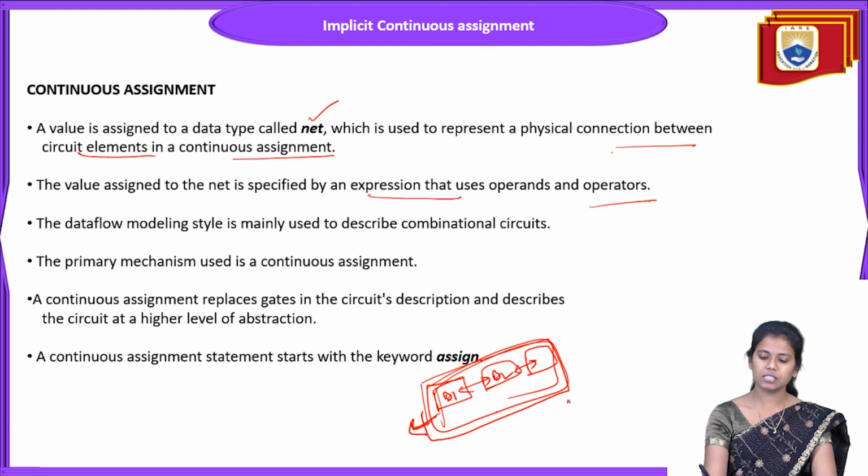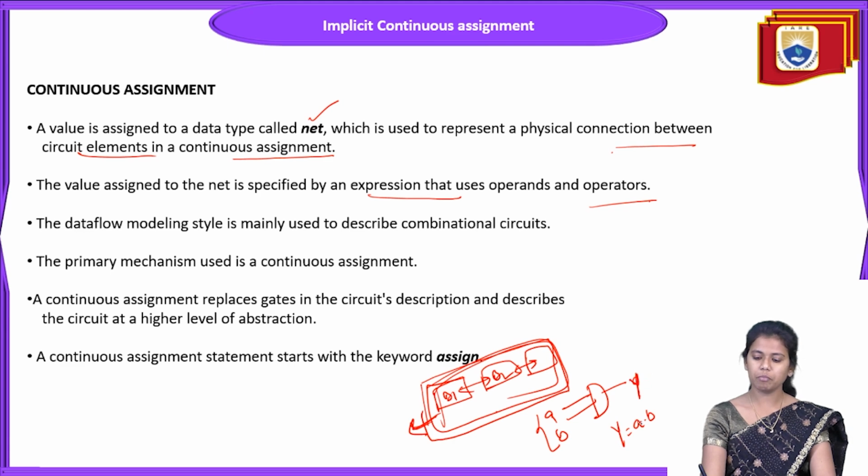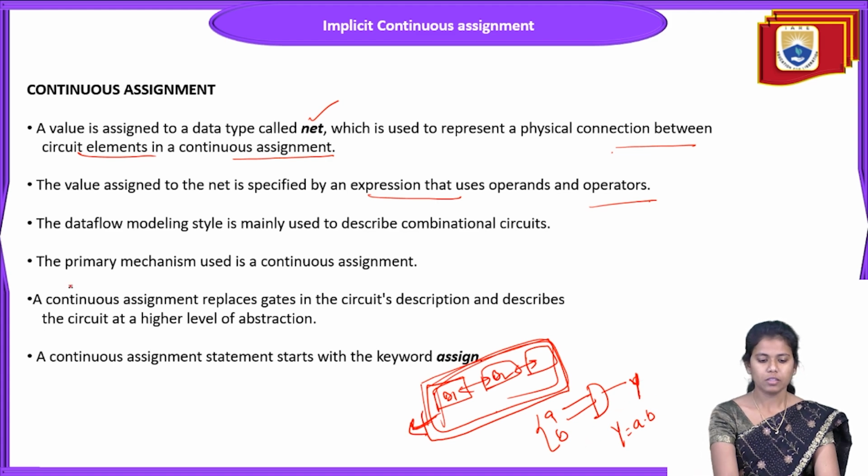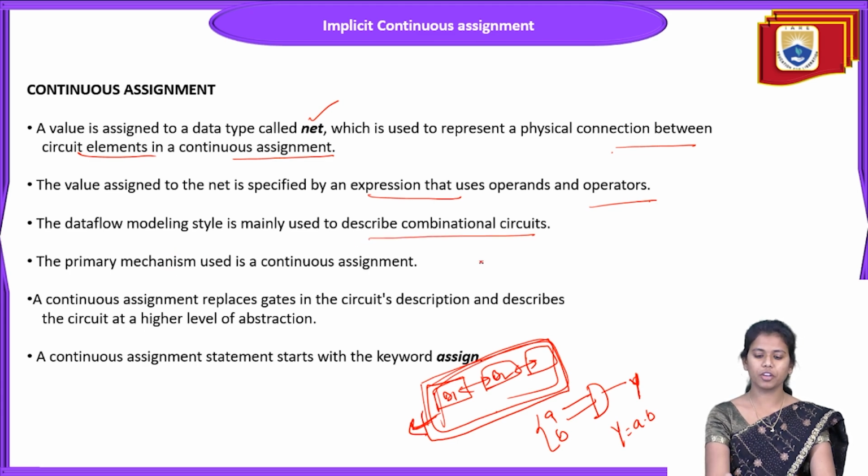For example, if you are considering an AND gate, A and B are the inputs and Y is the output. Y is nothing but A dot B. Here A and B are the operands, Y is the output, and the operator that you are using is the AND operator. Next, the data flow modeling style is mainly used to describe combinational circuits. As we discussed earlier, it only describes combinational circuits but not sequential circuits.